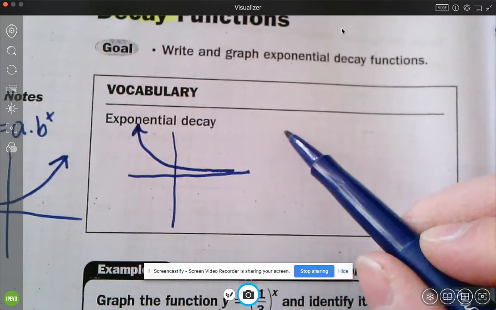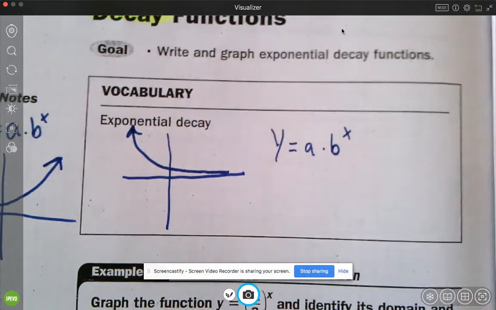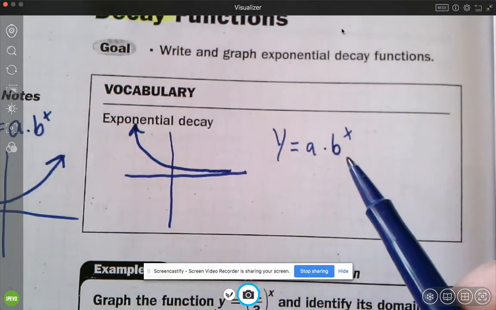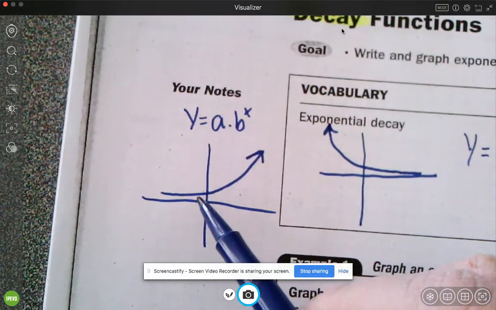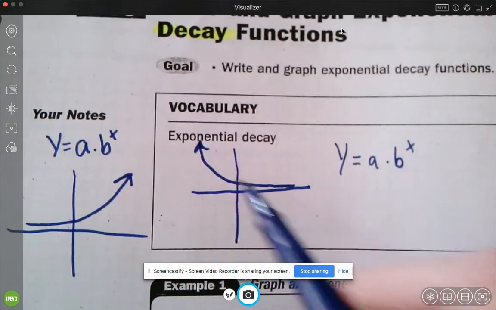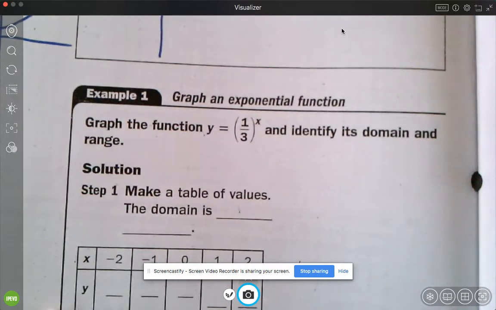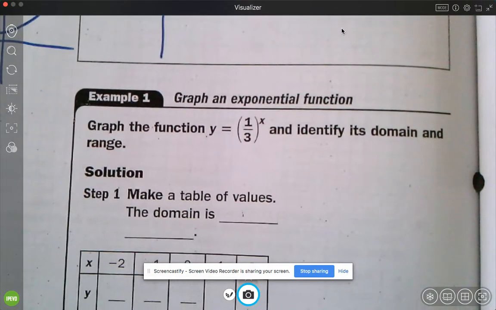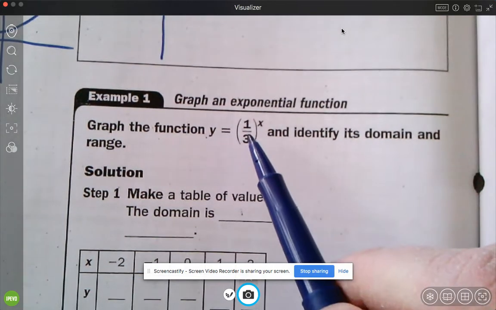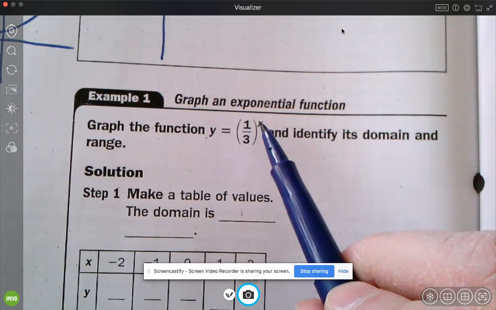So the function hasn't changed in format, y equals a times b to the x. So something's going to change about this that's going to make the curve change from growth to decay. If you look at this example, the first one, you can probably already guess what's going to make the decay happen. The difference here is we have a fraction. 1/3 is our growth rate, so we're going to multiply by 1/3.